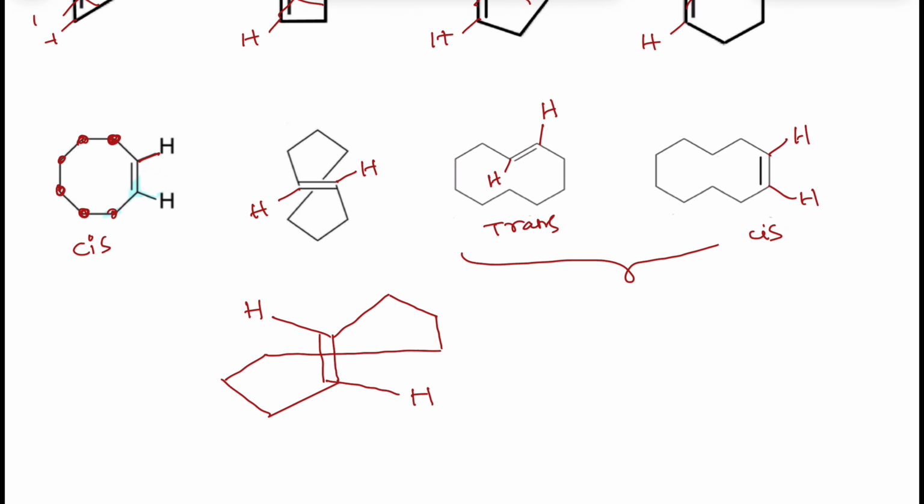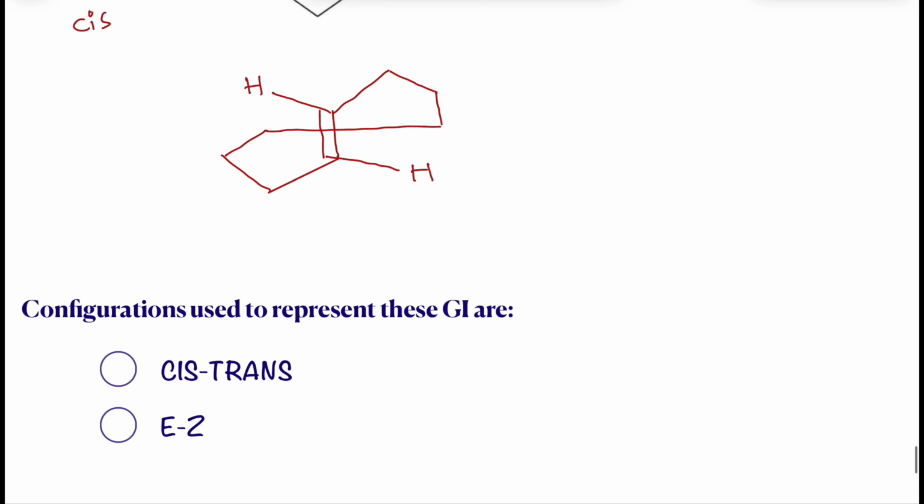Many students, when they are learning the concept for the first time, are asked about the relation between these two. They simply say they are positional isomers, but in fact they are not positional isomers. They are actually geometrical isomers, configurational isomers, stereo isomers, cis and trans isomers. And what are the different configurations we use to represent geometrical isomers of cycloalkenes? Yes, you can use cis trans configuration. You can also use EZ configuration.